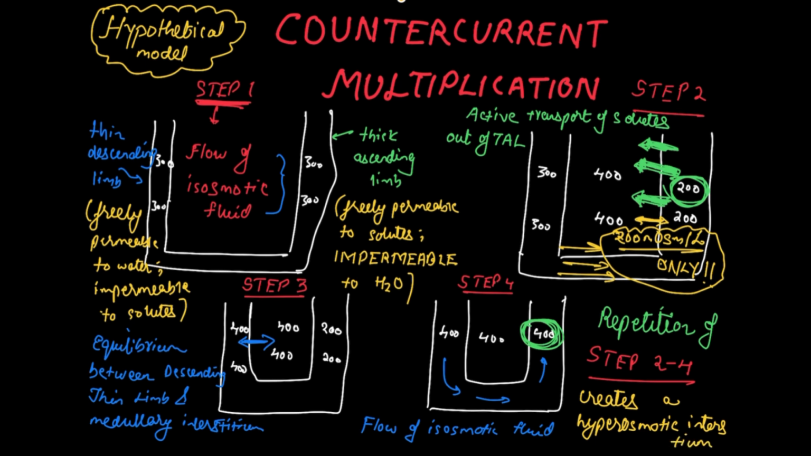In step 1, there is flow of isoosmotic fluid from the proximal tubule into the loop of Henle. In step 2, there is active transport of solutes out of the thick ascending limb. In step 3, there is equilibrium between the descending thin limb and the medullary interstitium. And in step 4, flow into the thick ascending limb. This creates a hyperosmotic medullary interstitium, and the maximum it can reach is 1200 milliosmoles per liter.